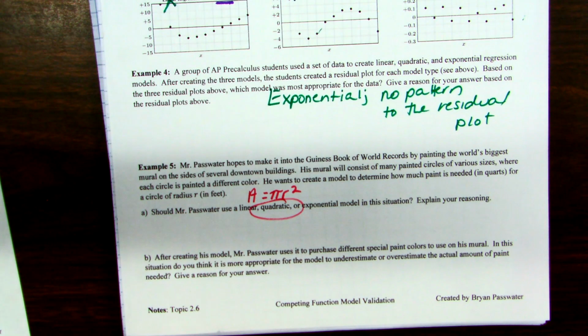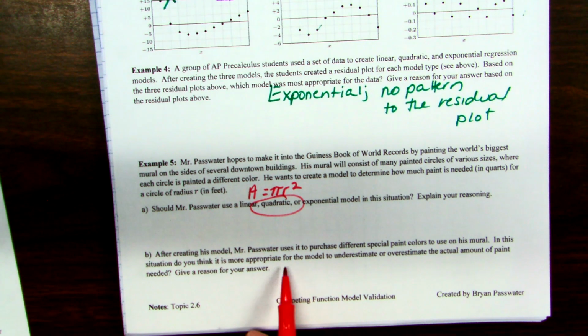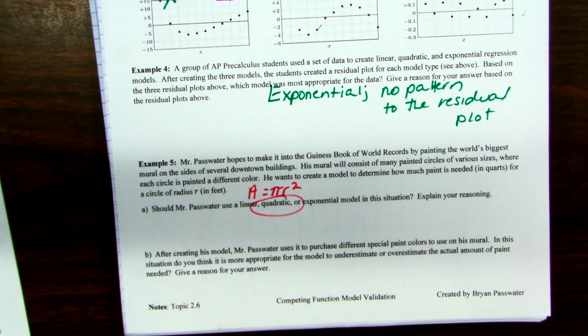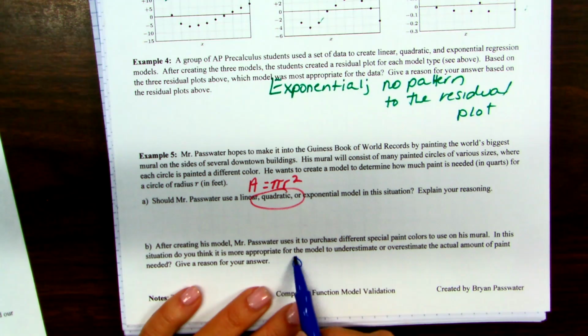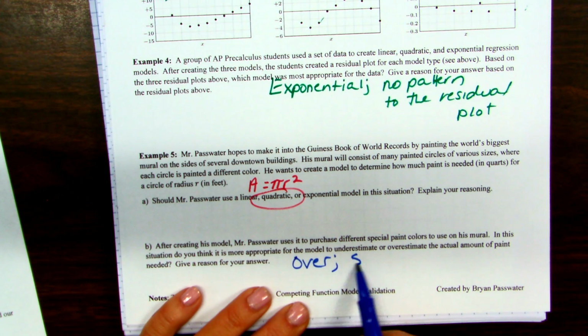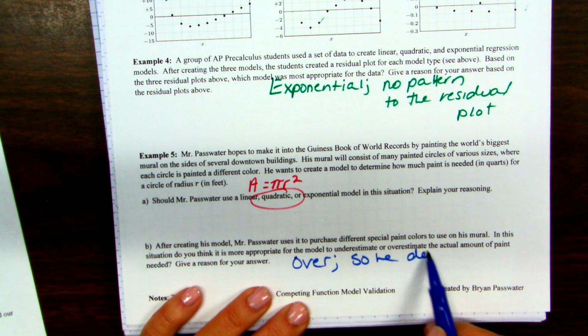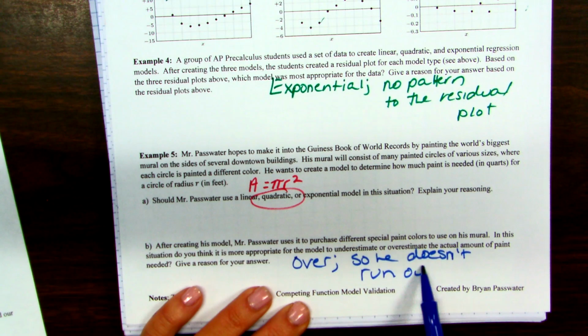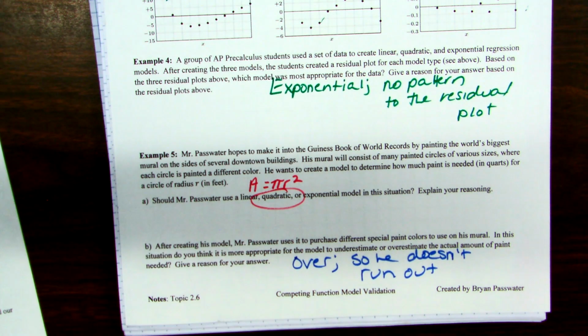Okay. Last thing. Should Mr. Passwater overestimate or underestimate? Does he hope that the model he comes up with over or underestimates the amount of paint he's going to buy? Over, and why? So he doesn't run out. Why do we want to have more paint than less? So he doesn't run out. Okay. Kind of a dumb question, but if you were asked to put some thought into it, right? And the very last question in your homework does do that.